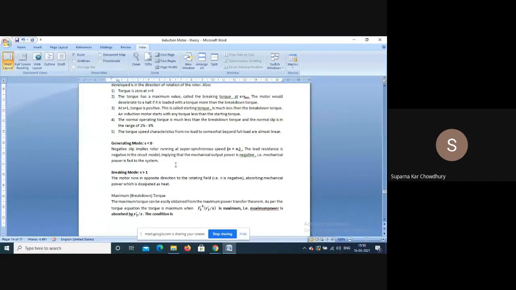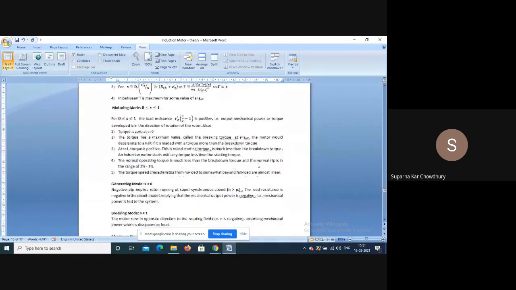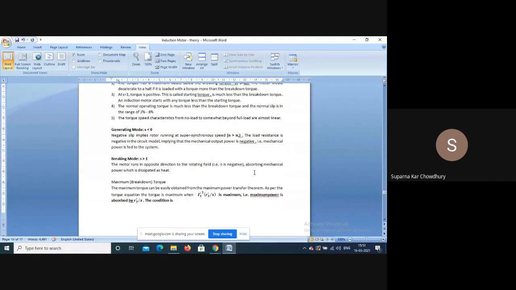Now, if slip is negative, if slip is less than 0, it goes to generating mode. Slip is less than 0 if the speed of the rotor is greater than the synchronous speed. That is, the rotor is rotated by some prime mover at a super synchronous speed. In that case, what will happen? The mechanical power developed will be negative, because this resistance will represent a negative resistance. That means power developed is negative.